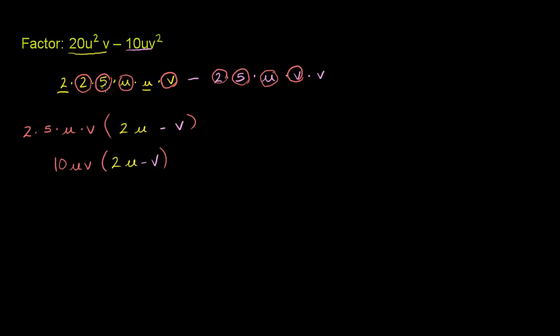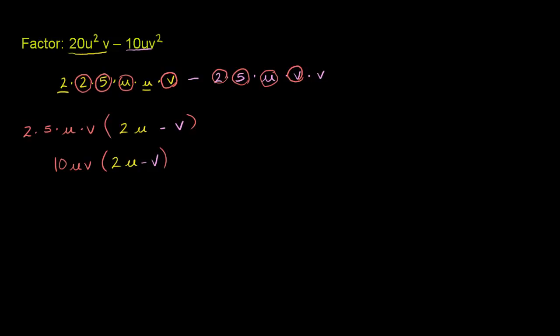Now, you won't be doing it to this granular level, but this is the best way to think about it. Eventually, you're going to say, hey, look, the largest number that divides both of these is 10, because 10 goes into 20 and 10 goes into 10. And a u goes into both of these, and a v goes into both of these. So let me factor out a 10uv, and if I divide this by 10uv, I'm left with 2u, and if I divide this by 10uv, I'm just left with a v. So that's another way to think about it. Let me do that right now.